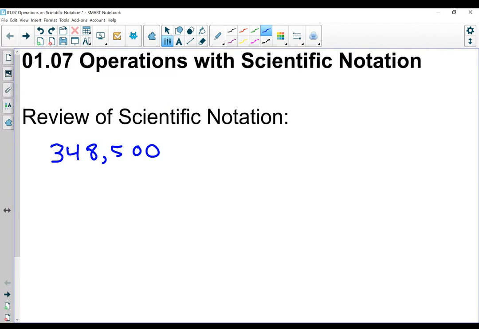So right now, my decimal would be over here on the far right of that number. For scientific notation, we want only one digit in front of that decimal. We want to have a number between 1 and 10. So I am going to move the decimal all the way over here so that it's right after the 3. So that means I have to move my decimal 1, 2, 3, 4, 5 places. So I will write this as 3.485, because that's where I want my decimal to go, times 10 to the 5th power, because that's how many places I move the decimal.